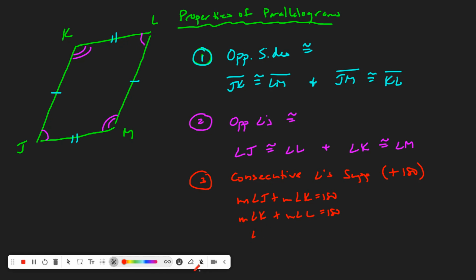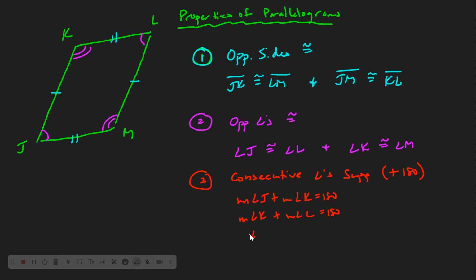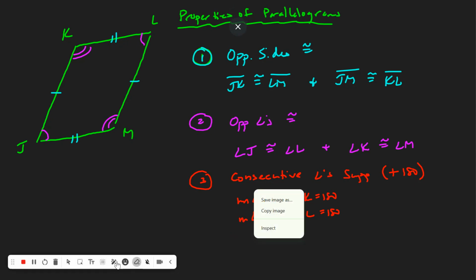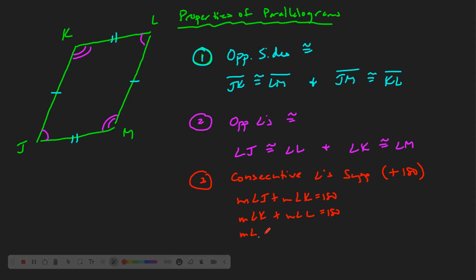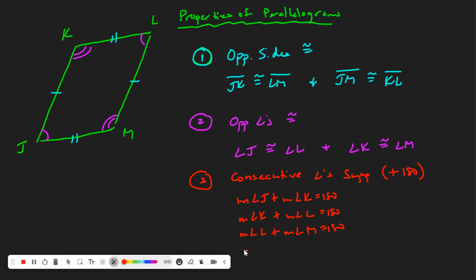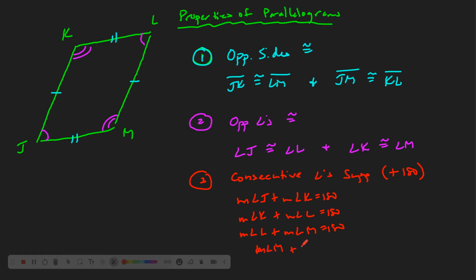We would know that the measure of angle L plus the measure of angle M equals 180. And we know that the measure of angle M plus the measure of angle J equals 180. So you have four sets of consecutive angles. The reason why this is true is because these consecutive angles are same side interior angles.